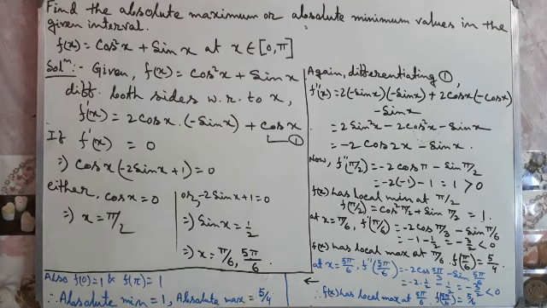Now to find the absolute max and absolute min value, we have to find the functional value at the end points also, that is at the point 0 and at the point pi, both are equal to 1. Okay, so among all these values we got, which one is minimum? 1. So the absolute minimum value is 1, and which is maximum? 5 by 4. So the absolute maximum value is 5 by 4.